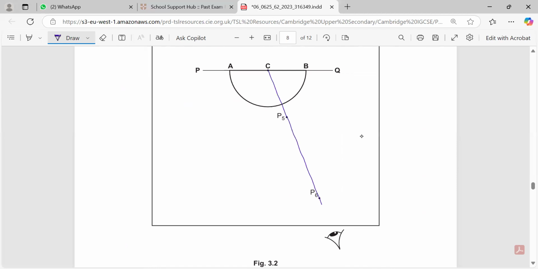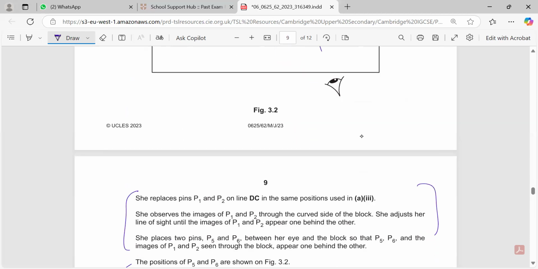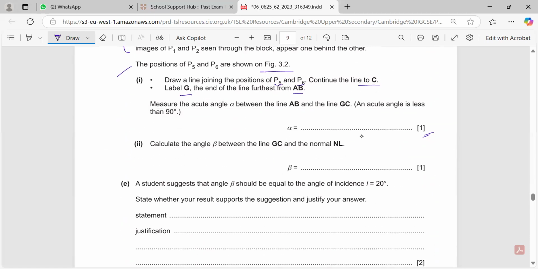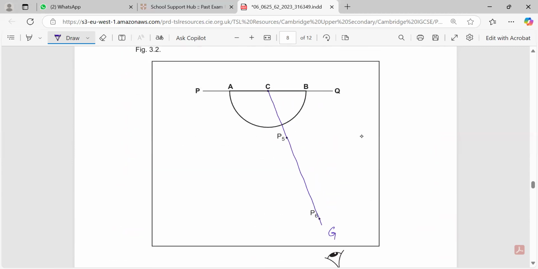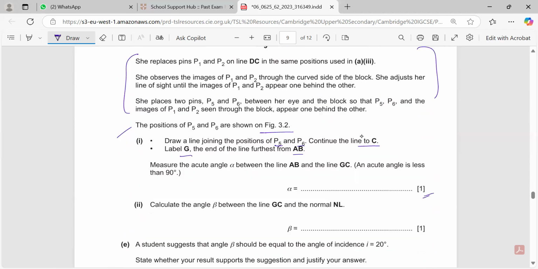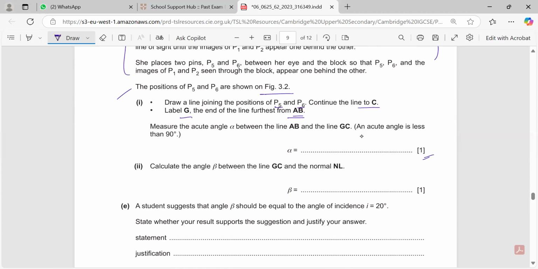Yes, almost okay. So this is the line now. Next, label the end G. Label G the end of the line furthest from AB. That is G. See, very clearly mentioned. So G is the other end. Measure the acute angle alpha between the line AB and the line GC.